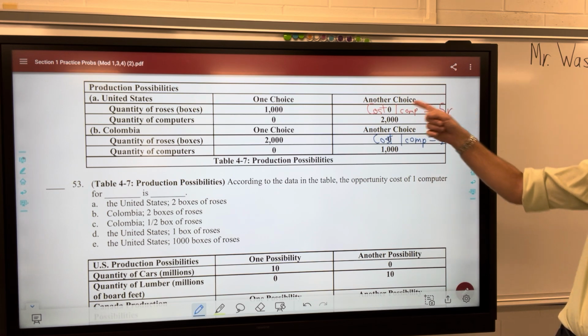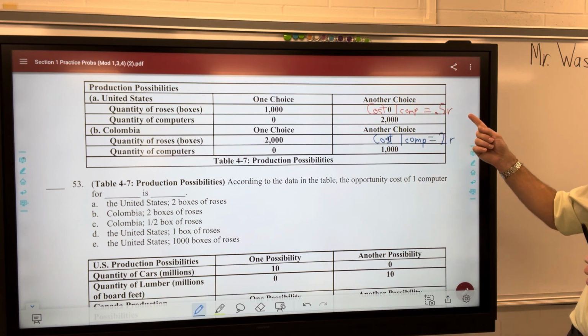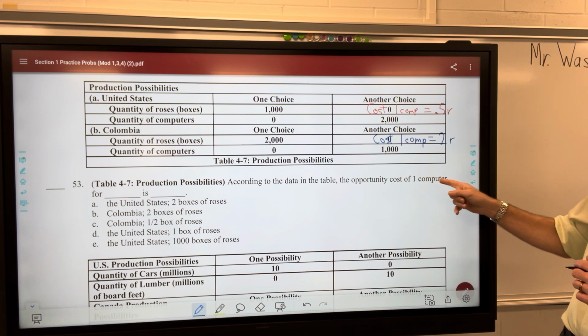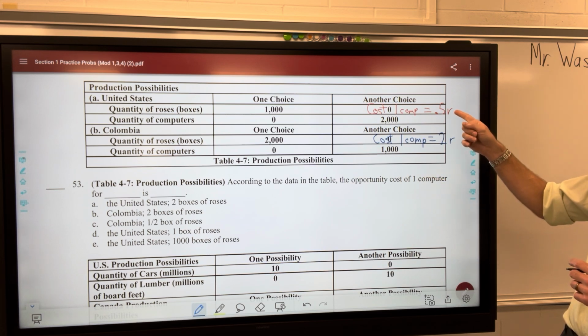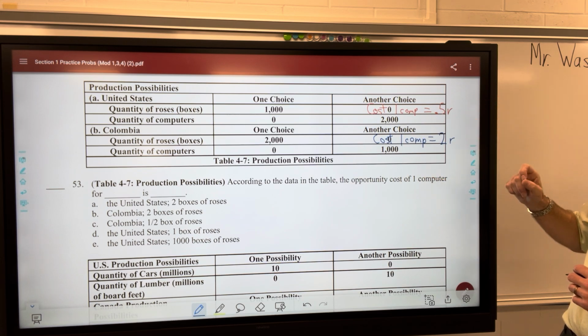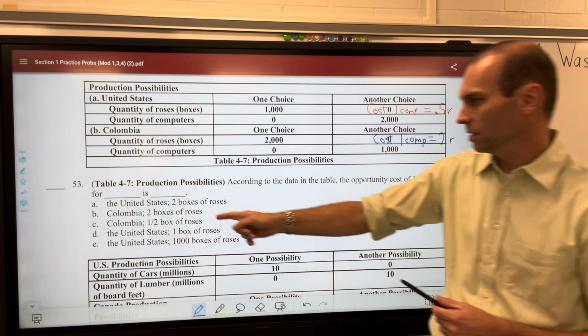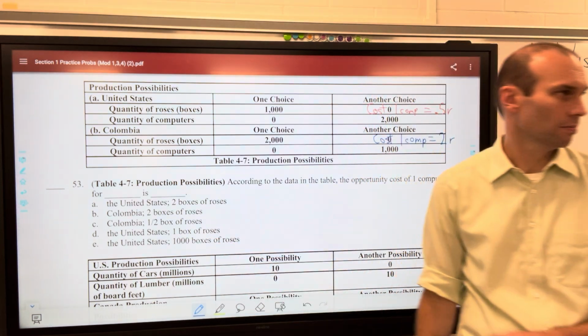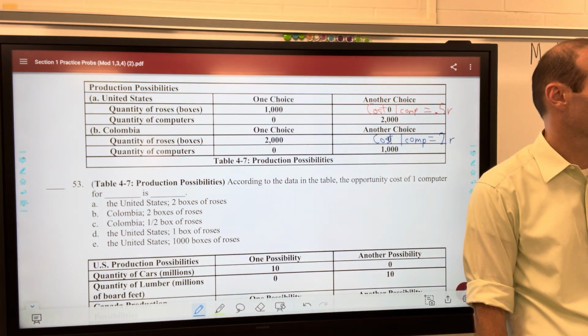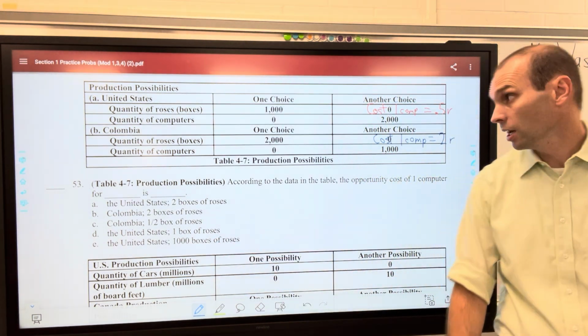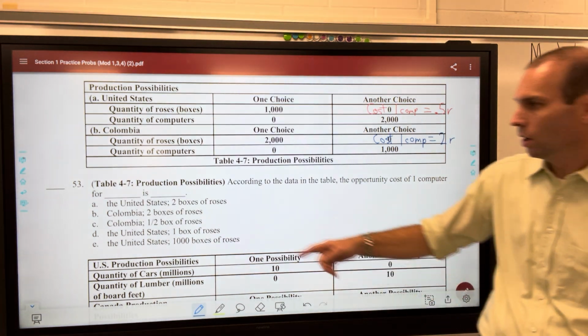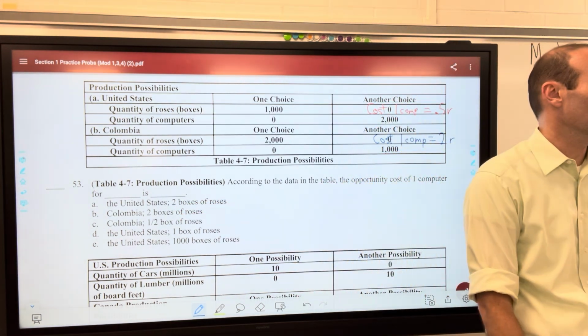So let's say United States, it should be, the opportunity cost of one computer is half a rose. Yeah. So United States, half a rose, 1,000. Is the United States an option? It's got to be a Colombia option. Colombia, it's 2 roses. So Colombia, 2 boxes of roses. B.